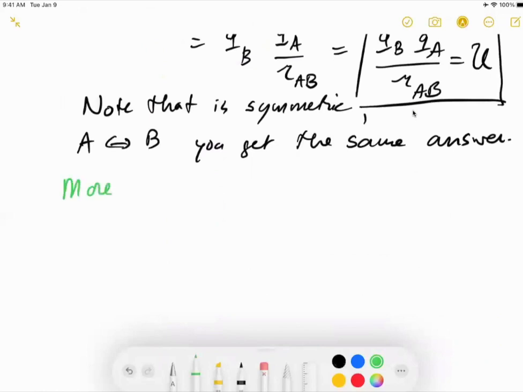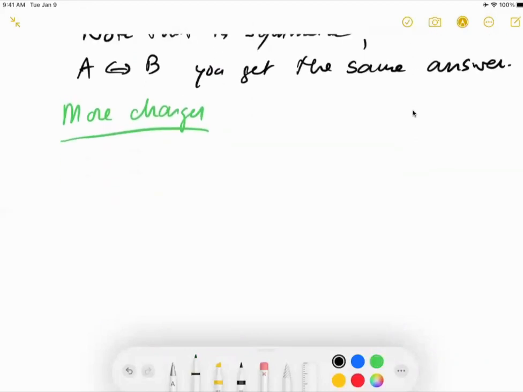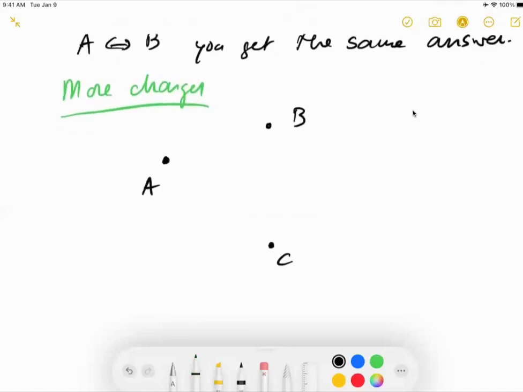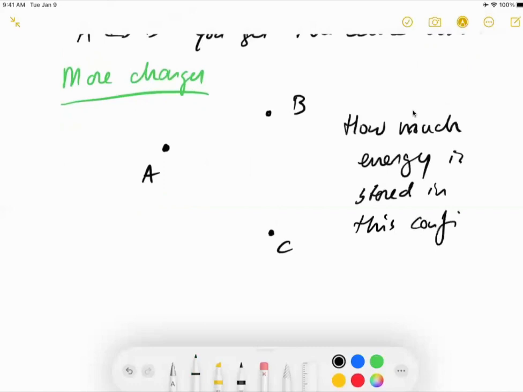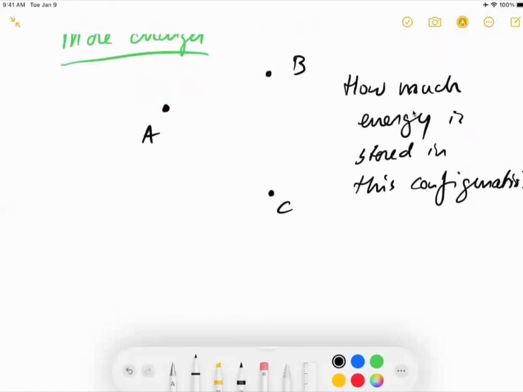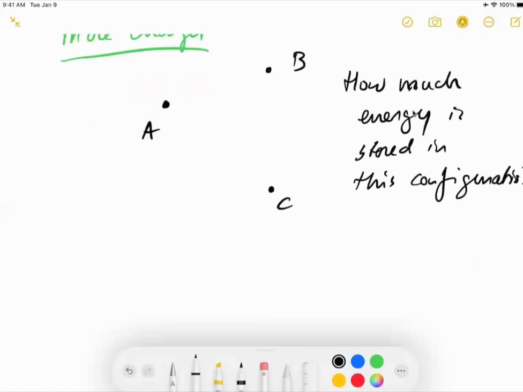More charges. Okay, so let's say we have a configuration A, B, C. And we can ask ourselves, how much energy is stored in this configuration? I'm going to let you work on that a little bit.